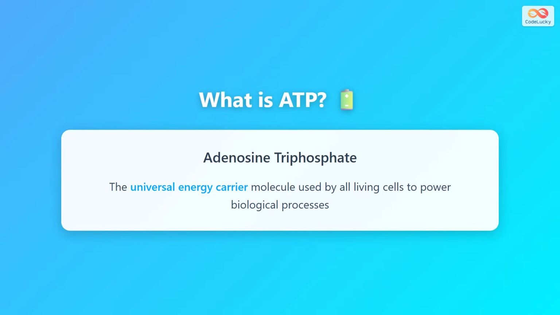ATP stands for adenosine triphosphate. This molecule serves as the universal energy carrier in all living cells. Every organism on Earth, from the smallest bacteria to the largest whale, uses ATP to power their biological processes. It's called an energy carrier because it temporarily stores chemical energy and releases it exactly when and where cells need it. Whether you're thinking, breathing, or moving your muscles right now, ATP is making it all possible.